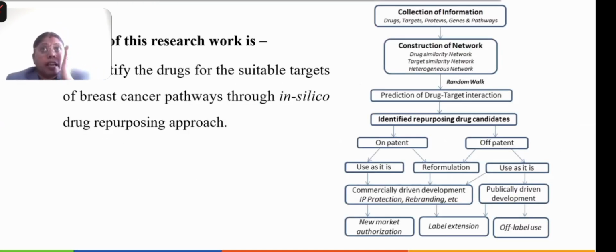So what is our hypothesis? Actually, the first and foremost thing in drug repurposing, the goal of this research work is to identify the drugs for the suitable targets of breast cancer pathways through an in silico drug repurposing approach. So we collected the information on the drugs, targets, proteins, genes and pathways. Followed by that, the construction of networks: drug similarity network, target similarity network, heterogeneous network. Then random walk, prediction of drug target interaction. Then identifying the repurposing drug candidate.